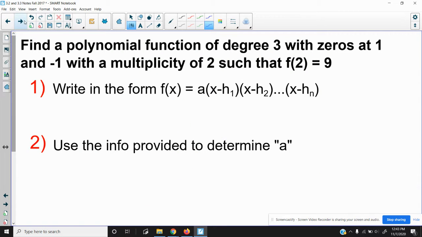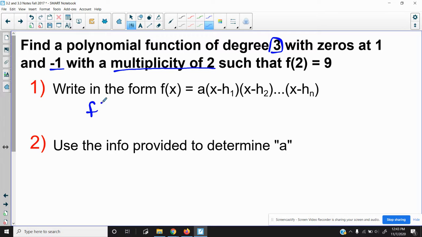Here's another example. It's got some terminology in it that you may or may not have heard. We're going to find a polynomial function of degree 3 with zeros at 1 and negative 1 with a multiplicity of 2, such that f of 2 equals 9. Now, first of all, it says degree 3, but it only gives me 2 zeros. And that's where this right here comes into play. Multiplicity of 2 means I have 2 of these zeros.